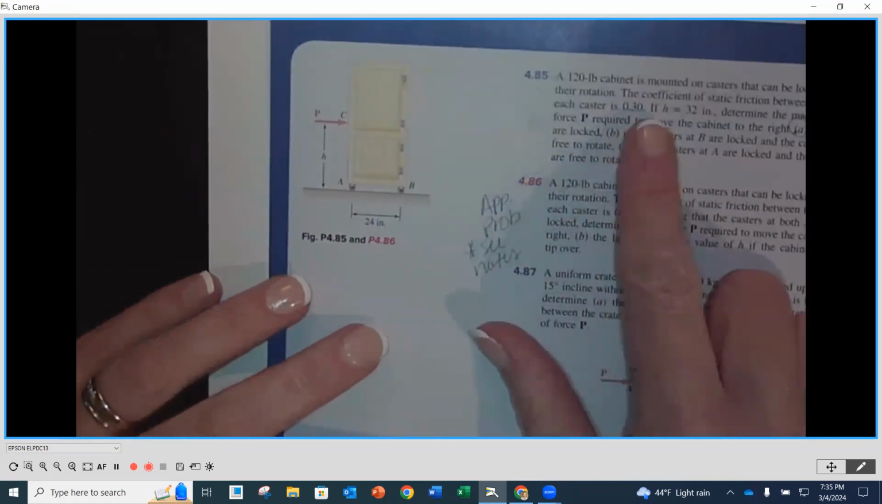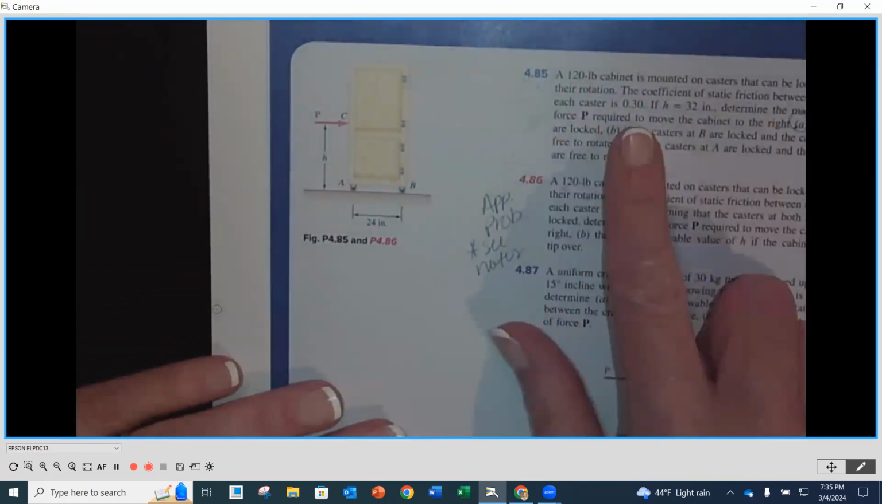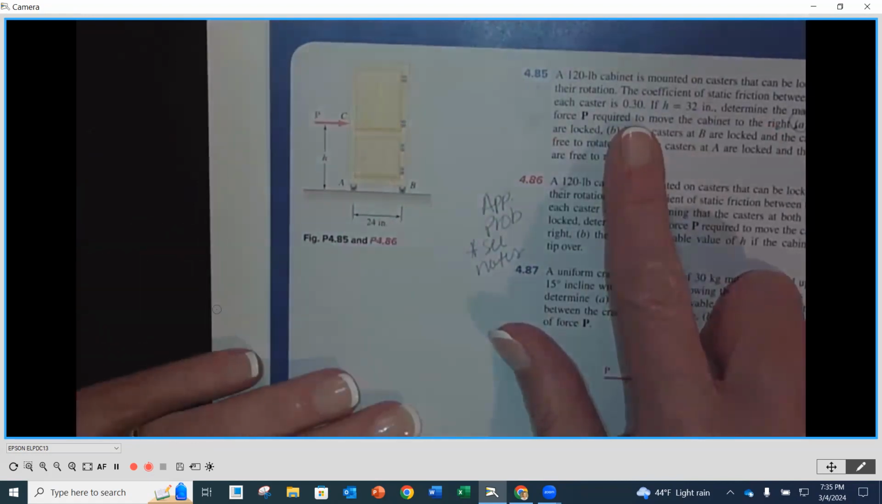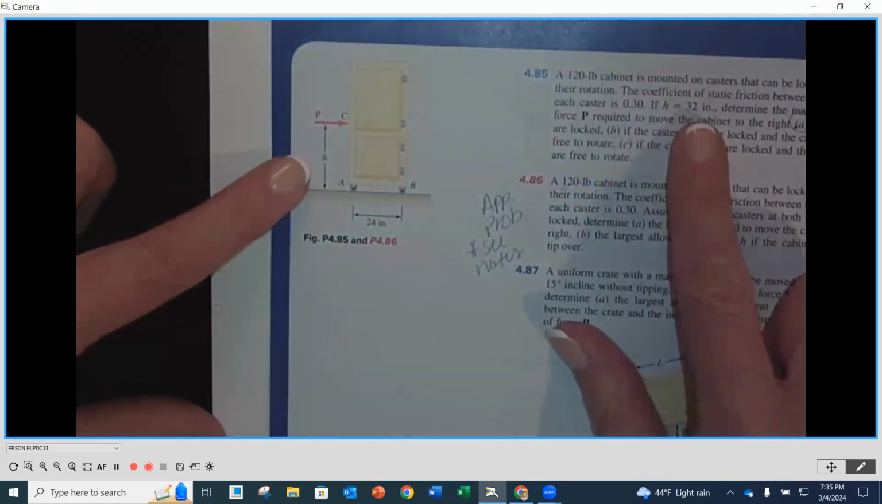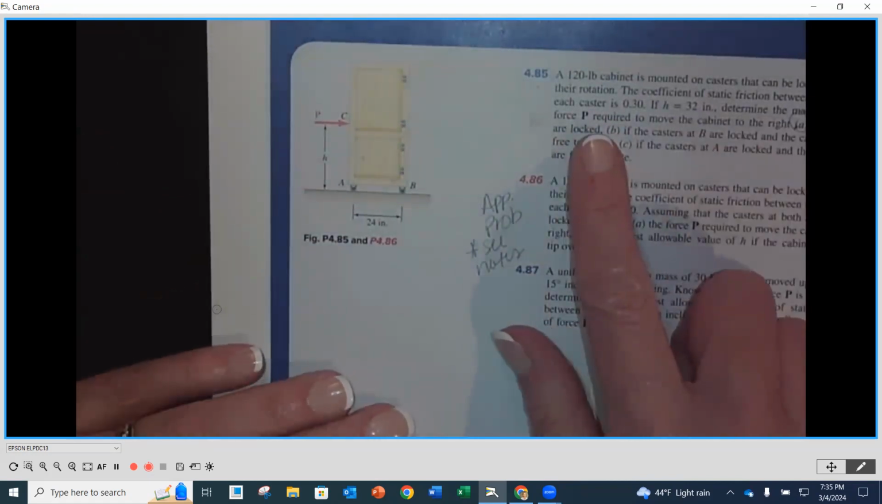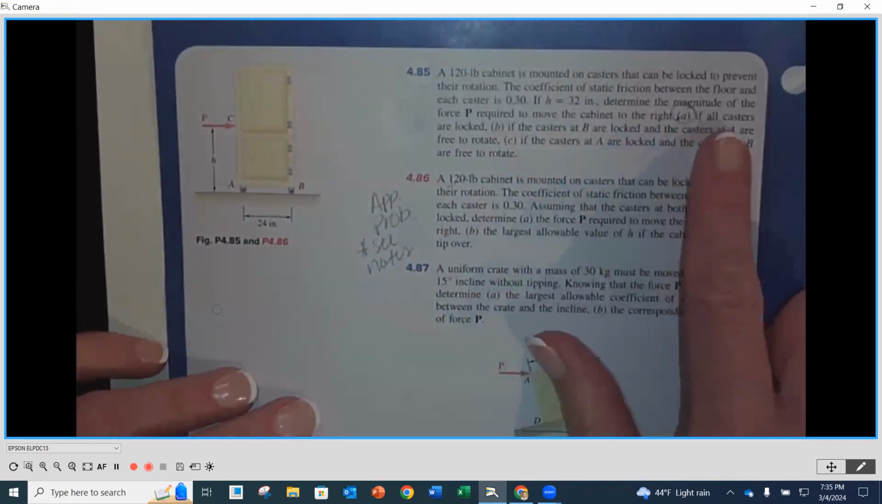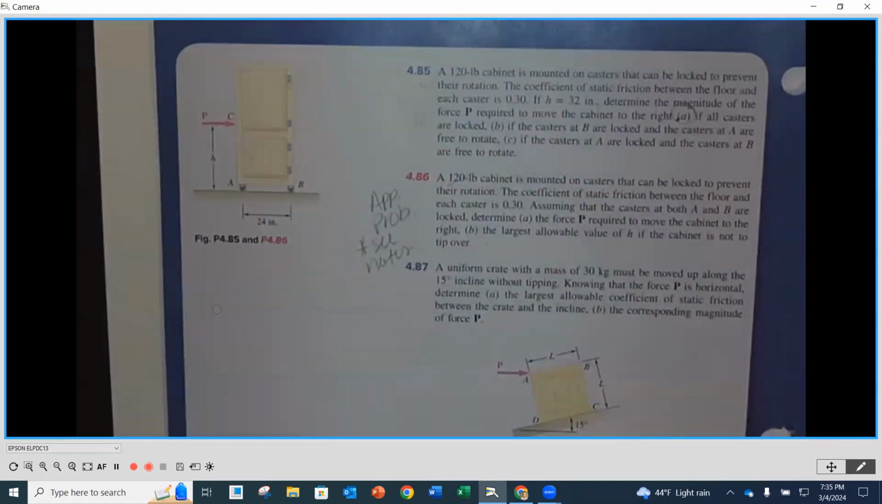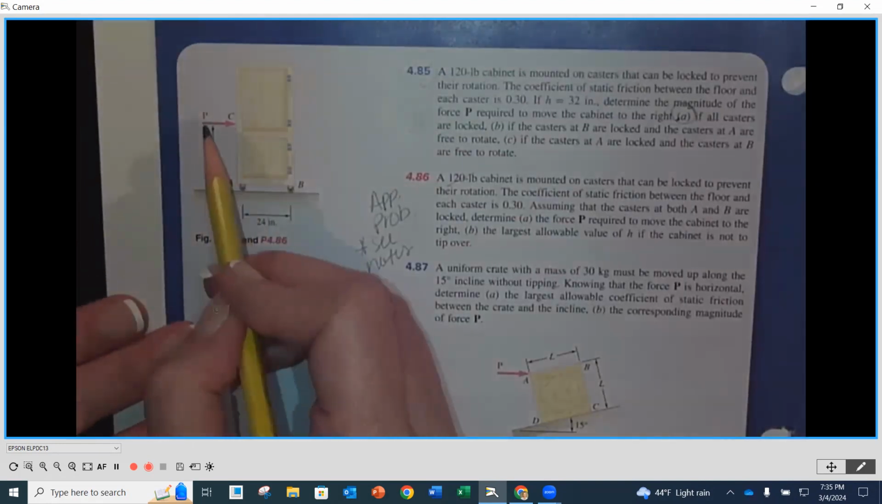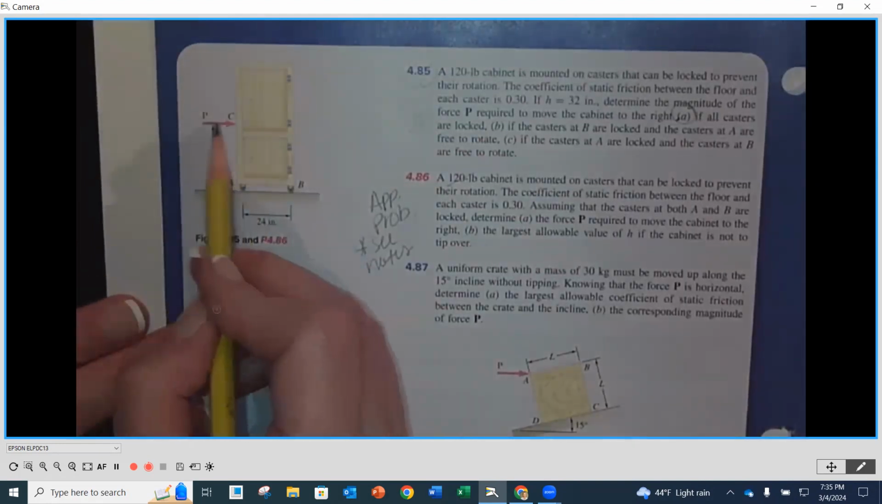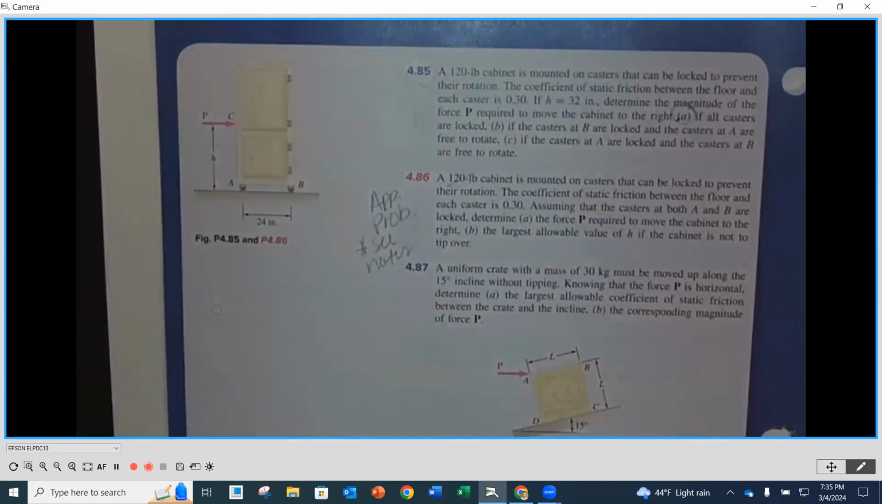You're going to notice that it says the coefficient of friction between the floor and the casters is 0.3. If H is 32 inches, determine the magnitude of force P required to move the cabinet to the right. And I'm sorry, if both casters are locked, we're just going to do part A. If both casters are locked, it's almost like it's just sitting on the floor, flat on the surface. And we want to determine the magnitude of force P to move that cabinet to the right. So it's going to be basically our maximum friction force.